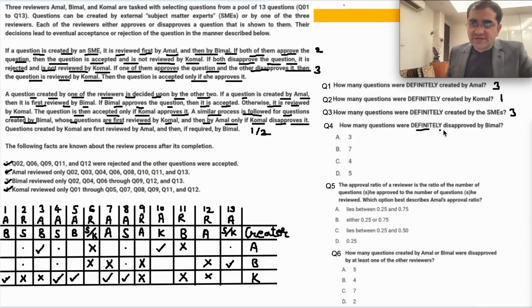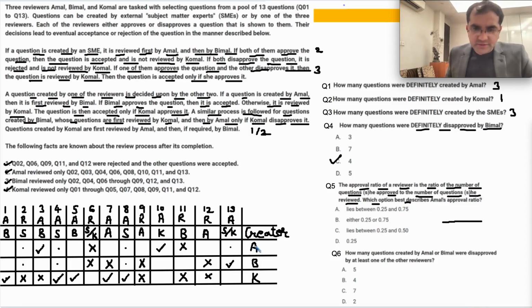How many questions were definitely disapproved by B? B के कॉलम में definitely disapproved means हम X's ढूंढ रहे हैं, 1 2 3 4. We get 4 as the right answer for question number 4. Last two questions. The approval ratio of a reviewer is the ratio of the number of questions he or she approved to the number of questions he or she reviewed. Approved upon reviewed.